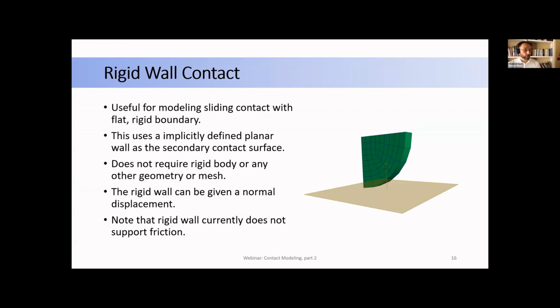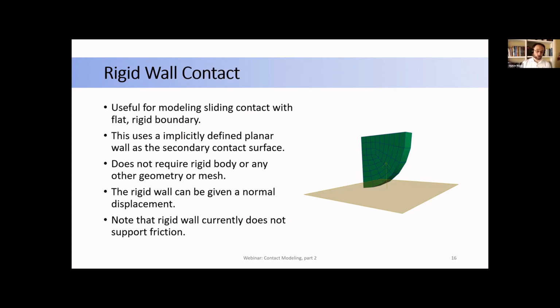So next up is the rigid wall contact, and the rigid wall contact is useful when all you're interested in is contact with a flat rigid boundary. Although this is called rigid wall contact, it has nothing to do with the rigid body, so you don't need to set up a rigid body. In fact, you don't need any mesh or geometry to define that plane. The plane is defined implicitly through its plane equation. So basically, a normal and a distance to the origin.